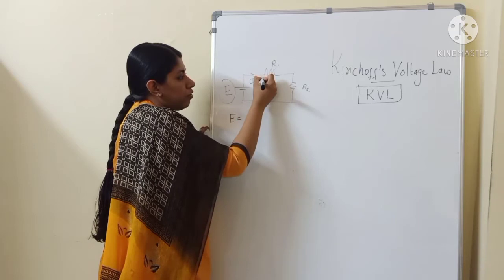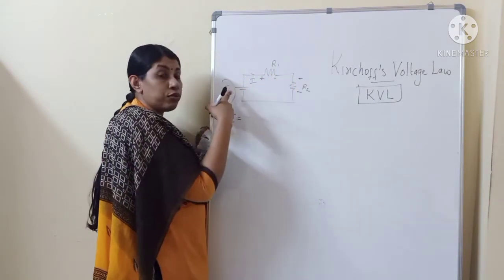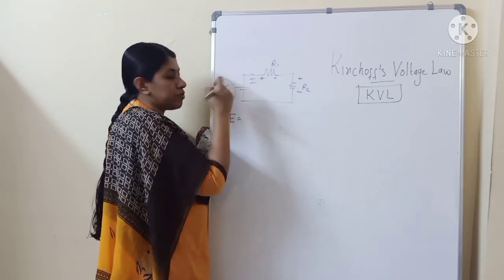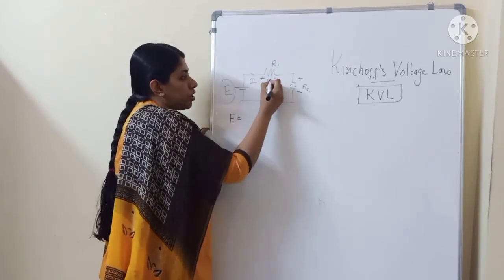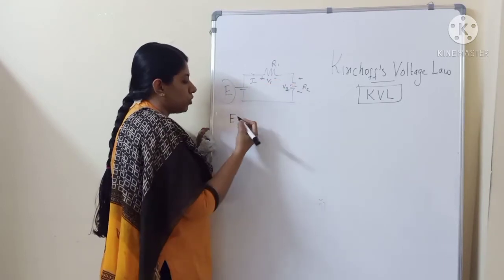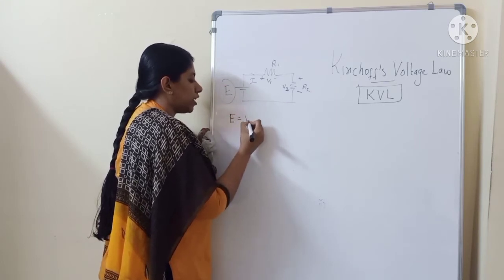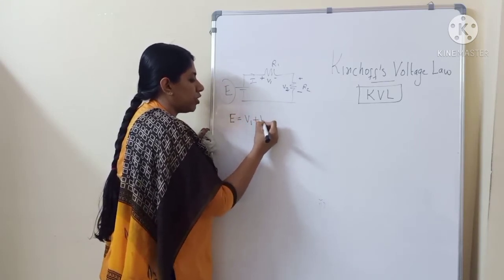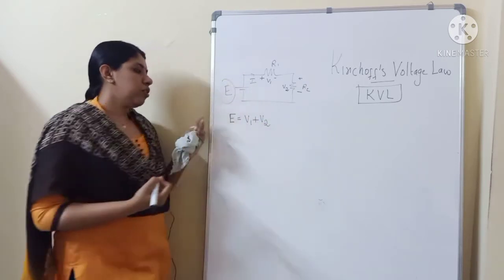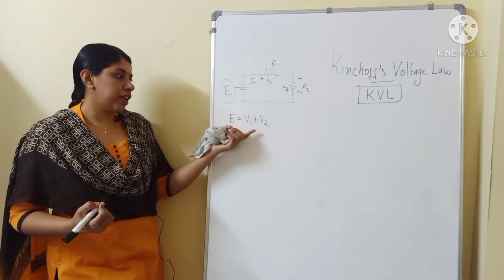Because of the current I flowing through it, there will be a potential drop like this, plus minus. To do that easily, you can remember that the plus sign is near the positive terminal. This potential drop will be named V1 and this potential drop will be named V2. So the algebraic sum of the applied EMF is equal to the algebraic sum of the individual voltage drops in it, that is V1 plus V2. Now to find the value of the current, we need to find the values of V1 and V2.